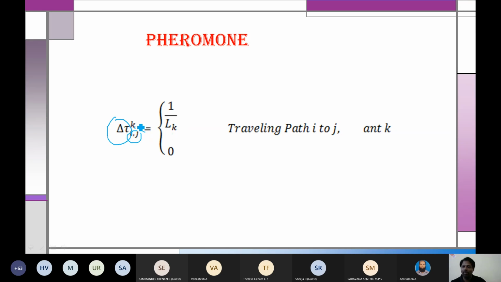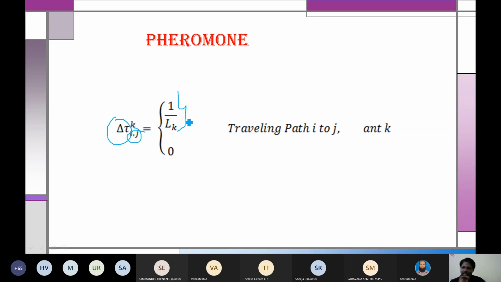K is the kth ant. If I have 5 ants, K equal to 1 means the first ant, K equal to 2 means the second, and like this. So delta tau is the amount of pheromone deposited when it is moving through path I and J for ant K. It's given by 1 by Lk. Lk is a distance, K is an ant, that means the kth ant traveling. So Lk is the distance traveled by the kth ant when it is moving from I to J.